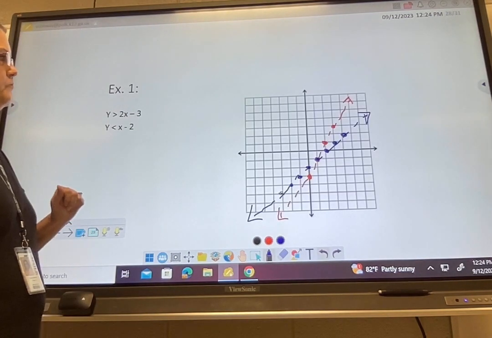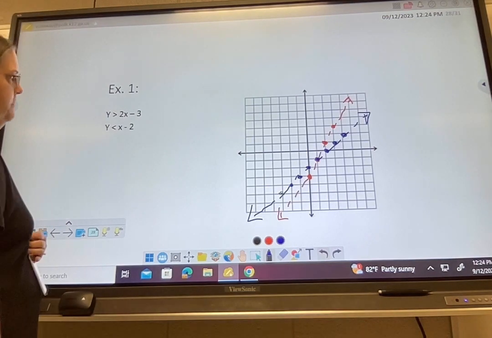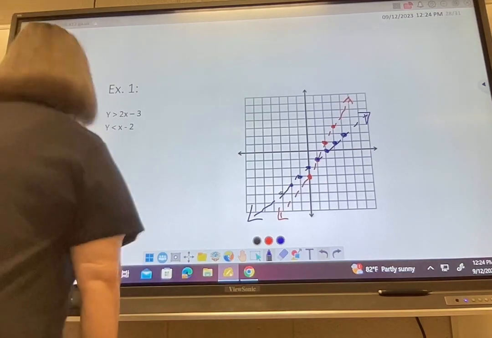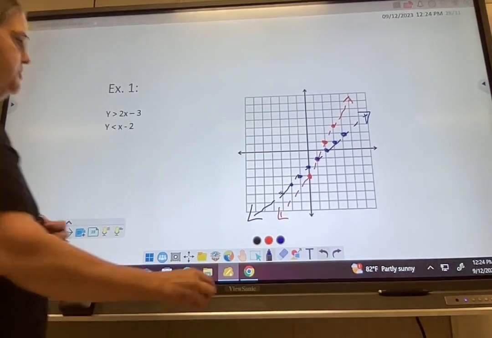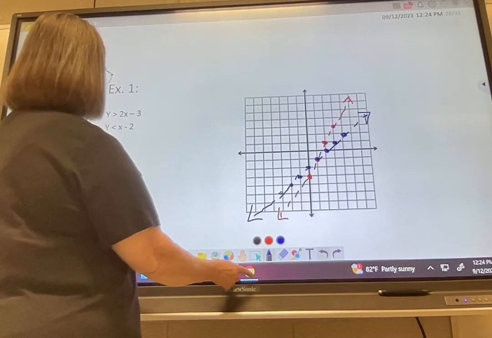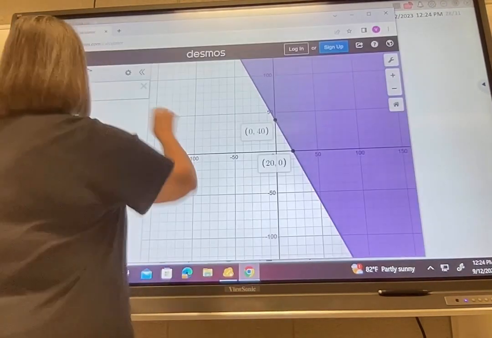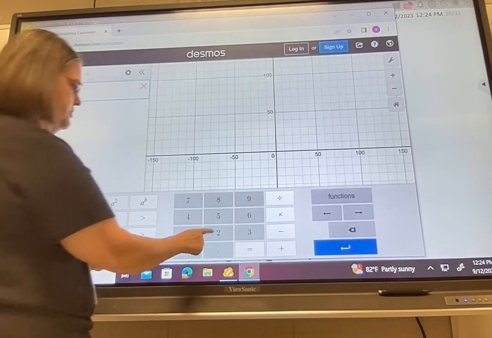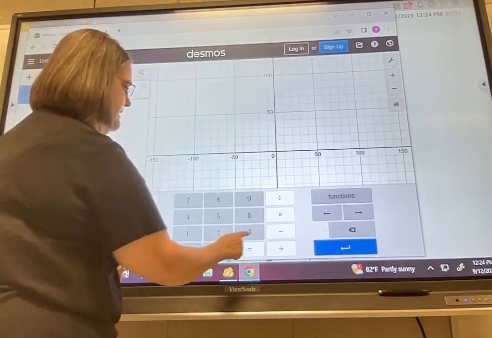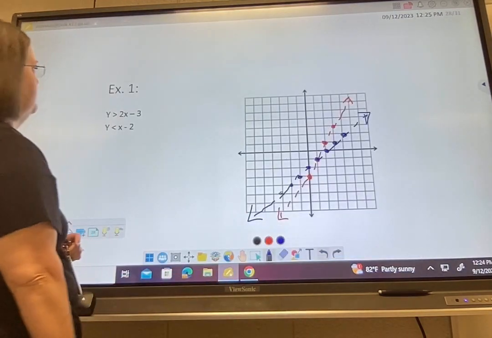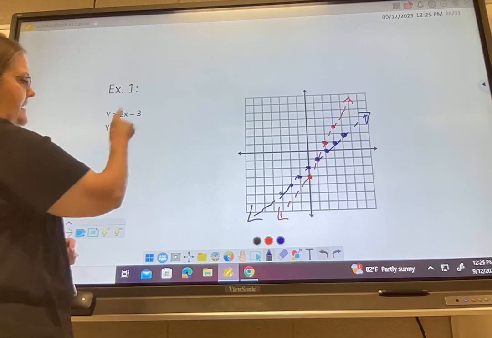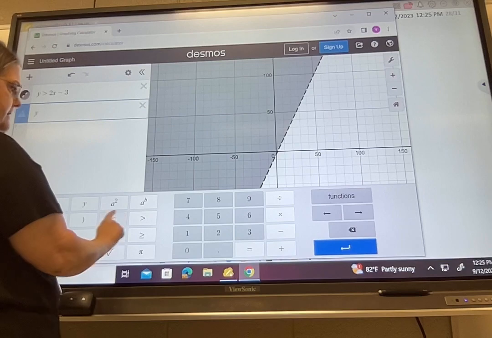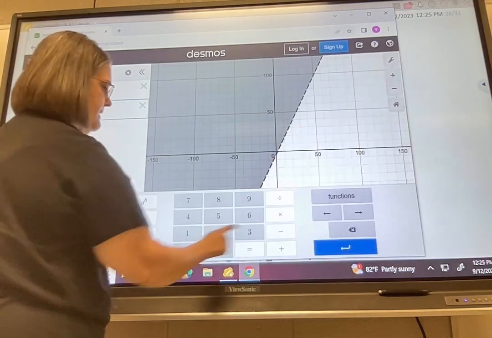All right, here's the first one. Y is greater than 2x minus 3, y is less than x minus 2. Now, I'm going to go get a piece of it. All right, y is greater than 2x minus 3. That's my first one. And y is less than x minus 2.